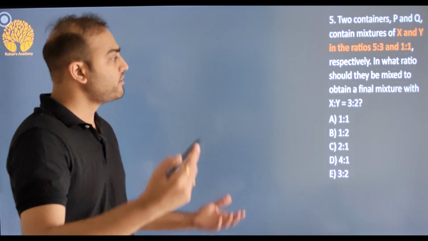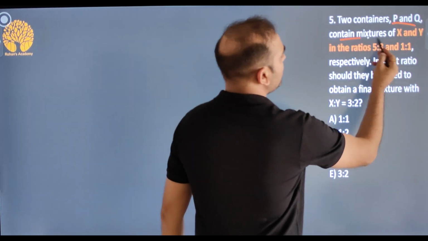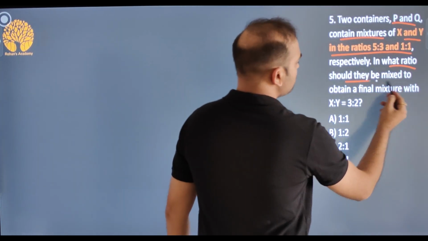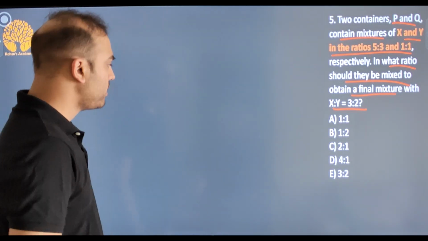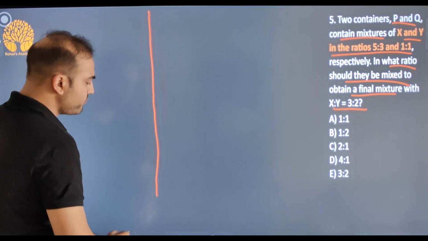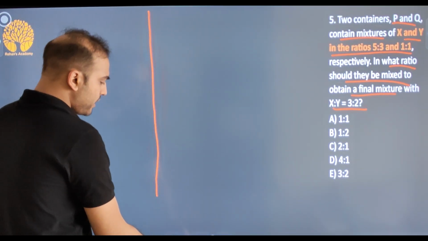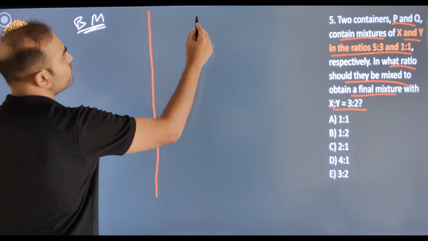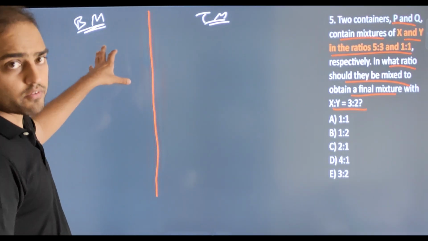Again, application of ratios, as I said, quite often comes in mixtures. So we have P and Q mixtures, X and Y ratio 5 is to 3, 1 is to 1. In what ratio must they be mixed? Final mixture, X by Y ratio 3 is to 2. Those of you who have done mixtures know we can use one of two methods: the butterfly method or the table method. Let's look at the butterfly method first.